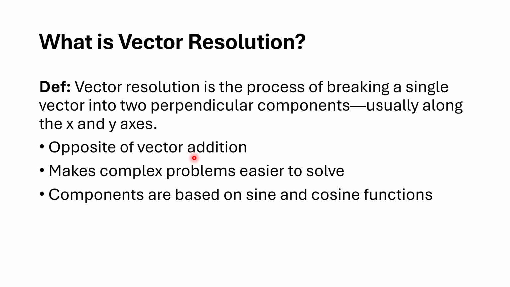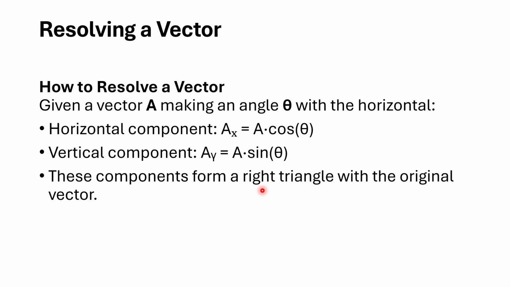It is the opposite of vector addition. Yes, because in vector addition we add the vectors, but in vector resolution we resolve the same vector into many pieces, many components. It makes complex problems easier to solve. If we have physics problems, such as force or motion of a body, we can easily find the resultant, the resolution of the vector, and also the direction of the motion. Components are based on the sine and cosine functions. We will discuss it in the upcoming slide.